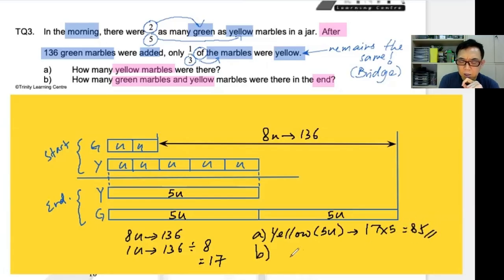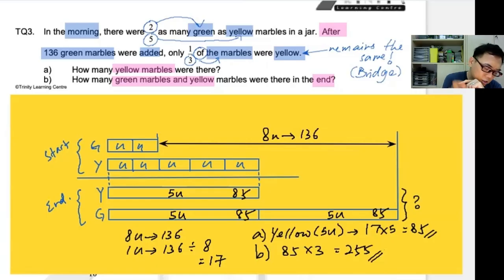For part B, they're asking you how many green and yellow in the end. This is what they're asking you to find. 85. Yes, because this is 85, 85, and 85. 85 times 3, answer 255. Very good. This is how you do the question. Well, do you understand it?